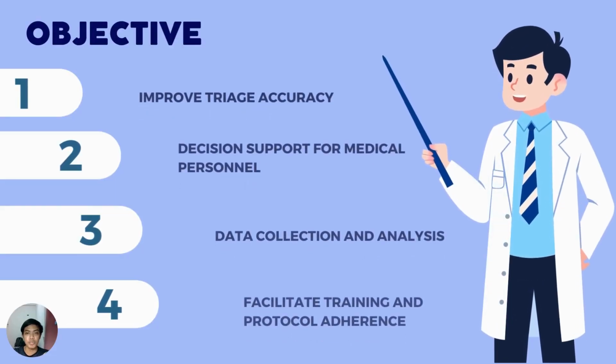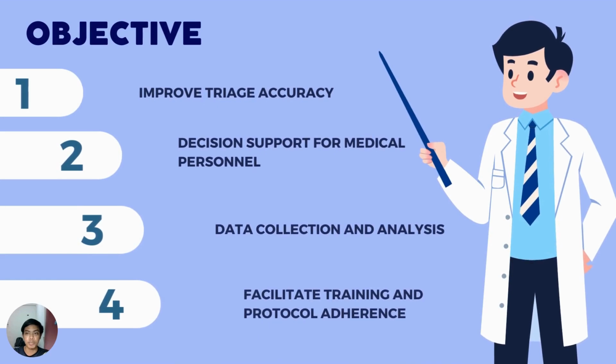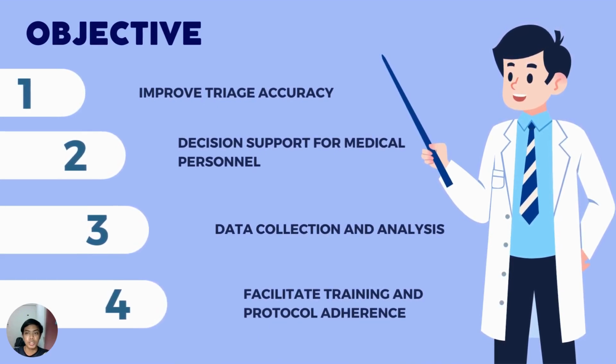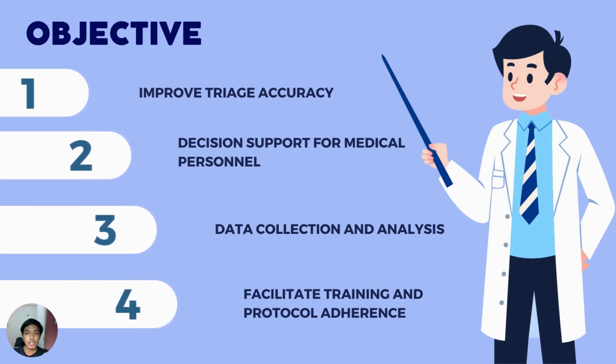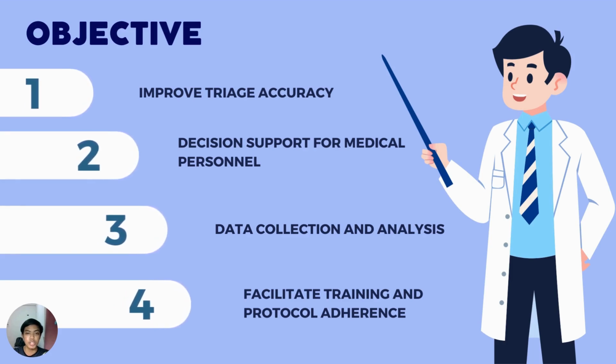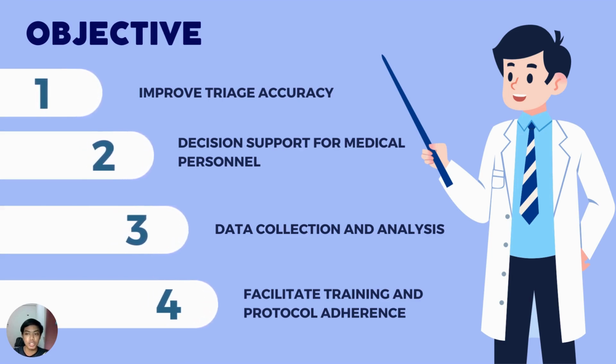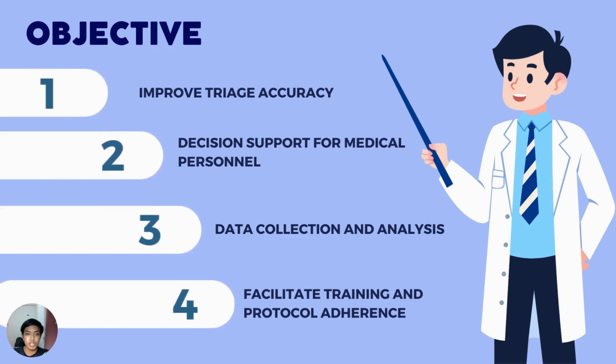Next is the objective of this system. So the first one is to improve triage accuracy. So we aim to reduce the rate of mistriage by employing a standardized and systematic approach for evaluating the severity of patients' conditions, ensuring each patient is categorized correctly according to the urgency of their medical needs. Second is decision support for medical personnel.